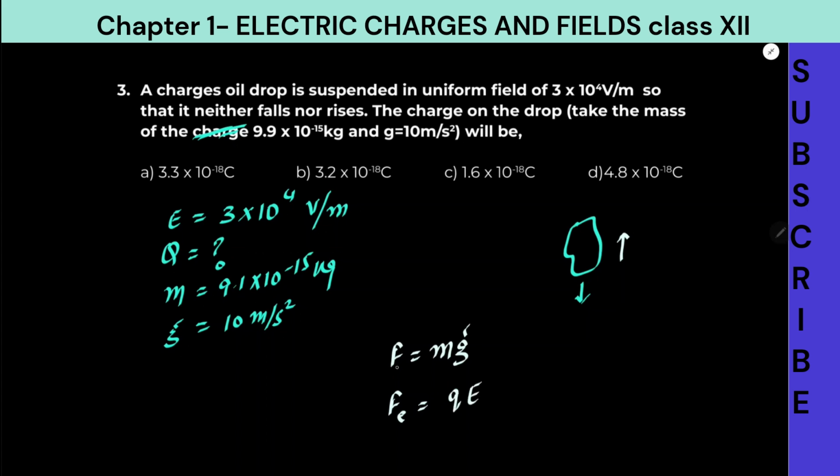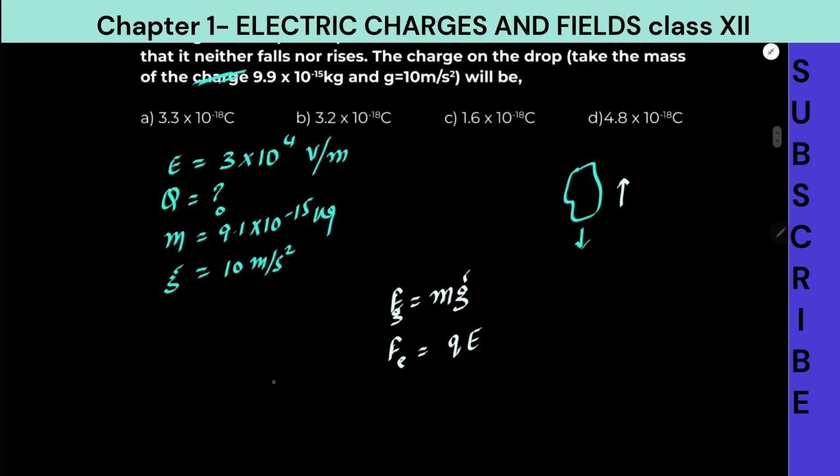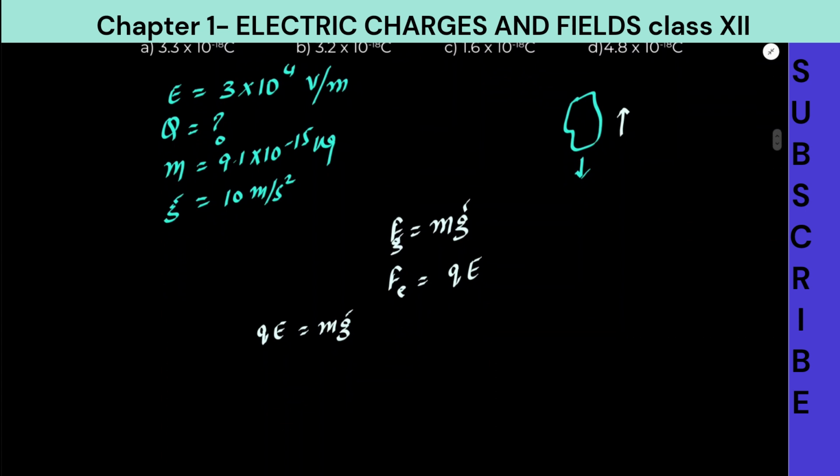So if the electric force is QE and the gravitational force, let's call it FG, is mg, let's equalize both and find the value of Q. So QE will be equal to mg. Why? If two equal and opposite forces are acting, then only the resultant is 0, right? Then Q, let me put here capital Q, because I have assumed capital Q here. So Q will be equal to mg upon the electric field, right?